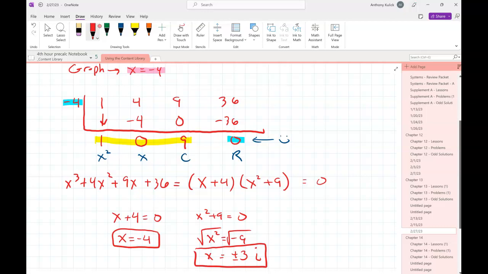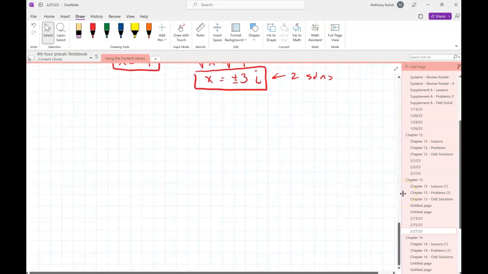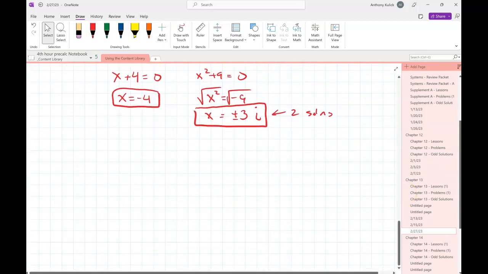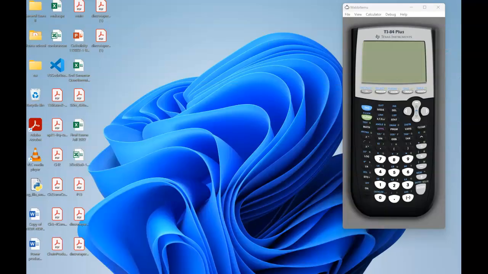How many solutions am I supposed to have? 3. How many do you see? There's 3 there. So x minus 4 is 1. What are the other 2? Positive 3i, and then the third one would be negative 3i. So remember, the plus or minus is really 2 solutions there. So we're done. That wasn't so bad. Really no worse than the problems like this that we had done in section 13.3. Let's do one more.